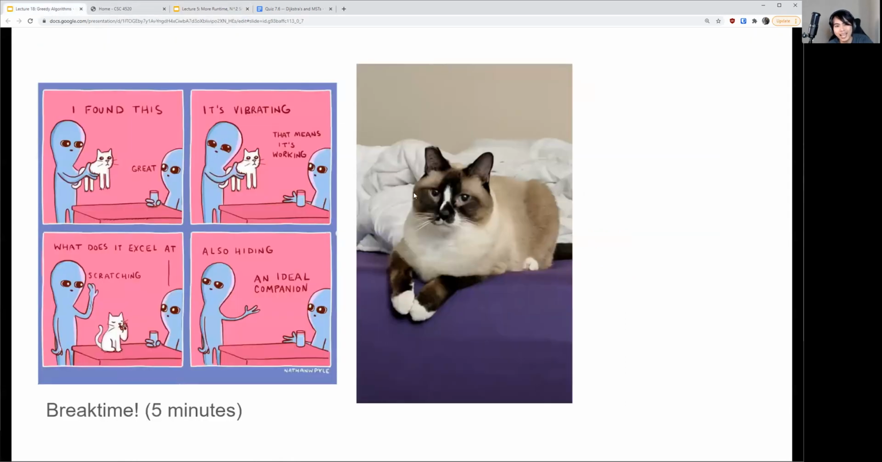Please take a look at my cat and say nice things about him, although he's very close to this cat in the comic on the left. He's kind of a jerk sometimes.